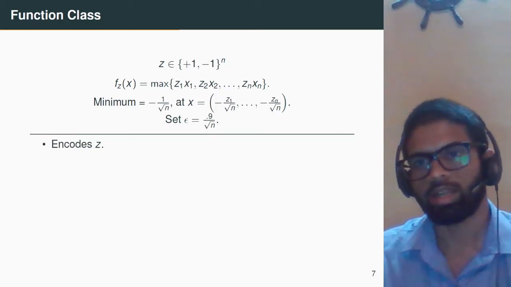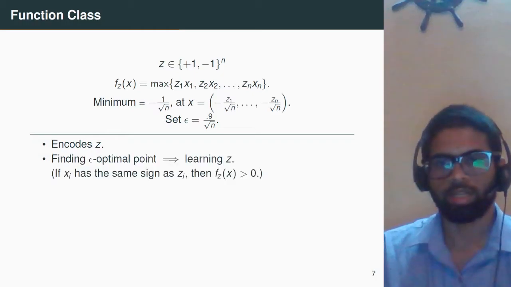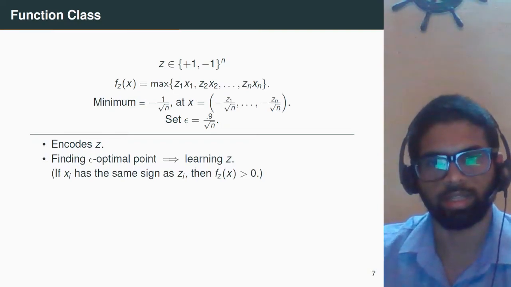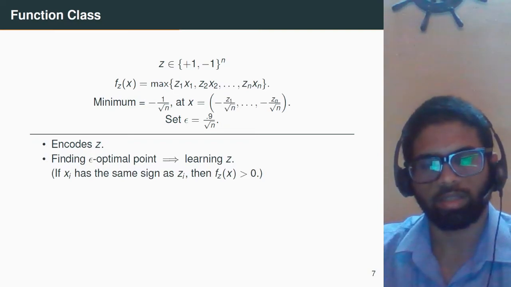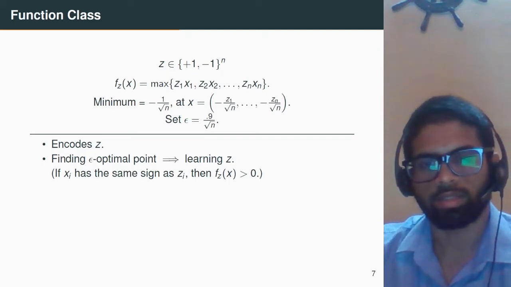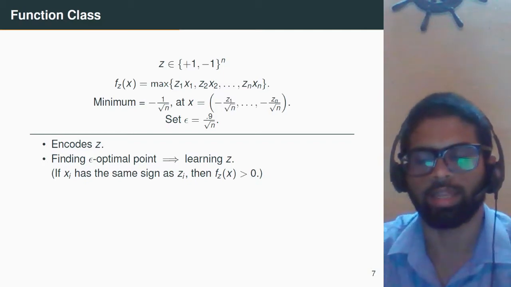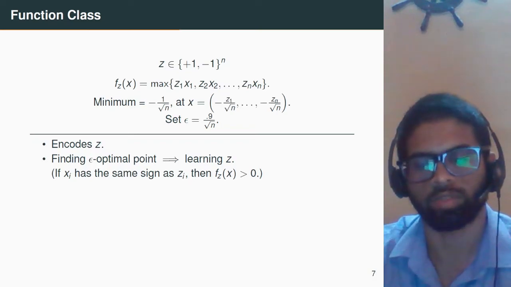So this function class encodes the string z, in the sense that if you find an epsilon optimal point, you've also learned z. Because if xi ever has the same sign as zi, then the function value is positive, and so it's not epsilon optimal. So if you have an epsilon optimal point, you can look at the signs of xi and just read off the string z from it.